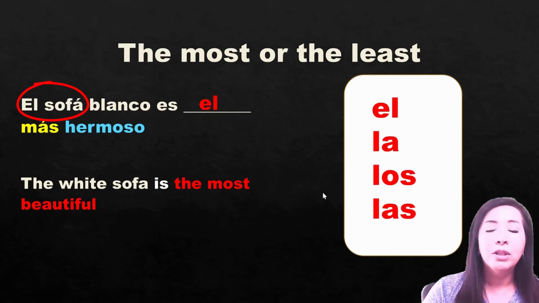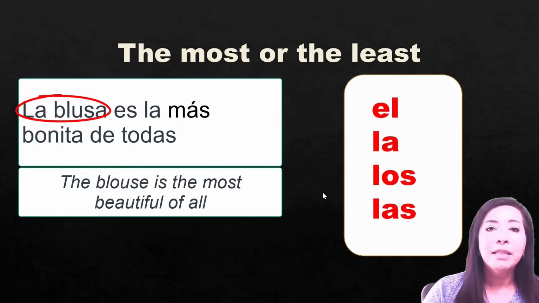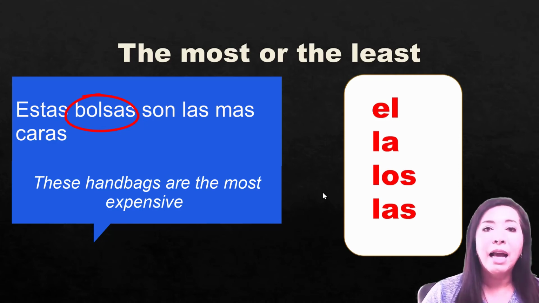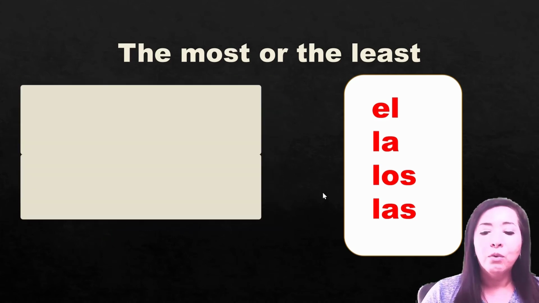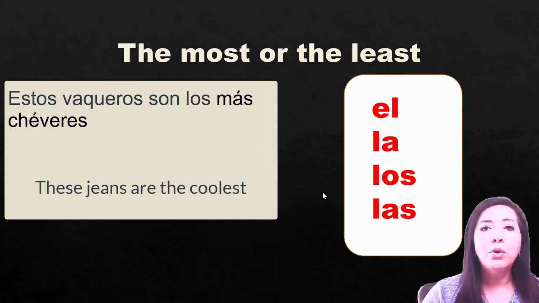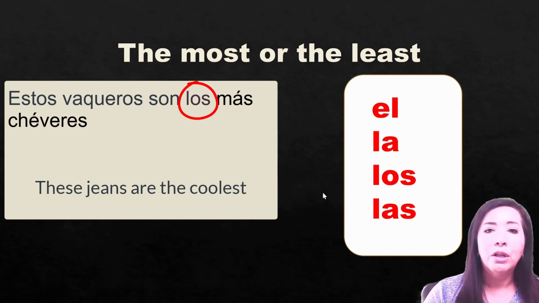Okay? Let's say that you're looking at a blouse. La blusa es la más bonita de todas. Let's say that I'm looking at some purses. Estas bolsas, these bags, these handbags, son las más caras. Maybe the most expensive, but literal translation is the more, okay? What about an example with los, let's say, los pantalones. So maybe you're looking at some jeans, los vaqueros, and they are the coolest of all of them in the store. Estos vaqueros, these jeans, son los más padres.